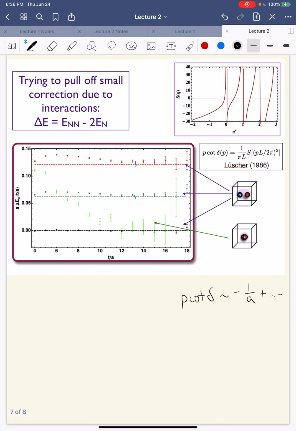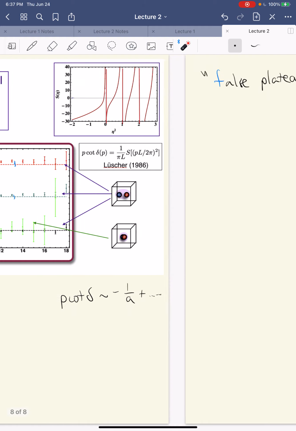So what is that? You'll notice that this data here is not positive definite. So it can go up, it can go down, and it can approach the ground state from any direction.